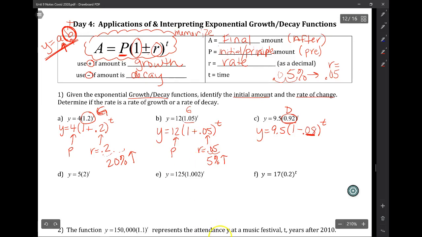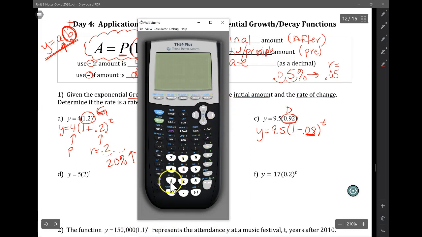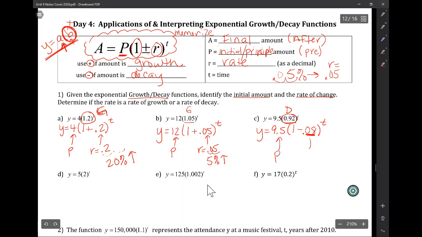And you can confirm that those are equivalent things. So let me take out my calculator one more time. Is 1 minus 0.08 equal to the original base of our exponent? And that is exactly what it is. So now that I have that separated, this is my initial amount. My rate is 0.08. So the percent decay is 8% decreasing over time.